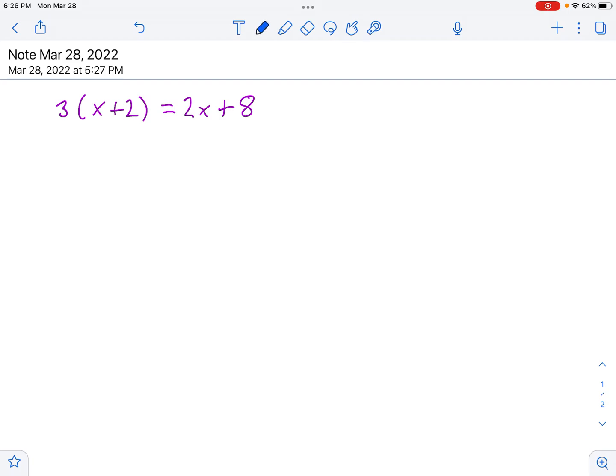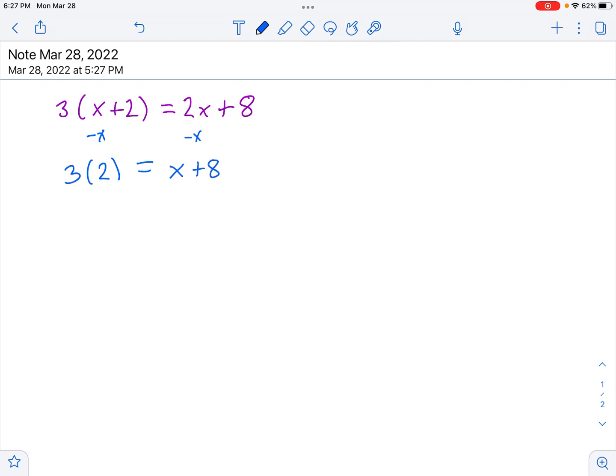A lot of people say, all right, well, I've got to get the x away from the left. There's an x over here and there's two x's over here. By the way, this is wrong, so just pay attention because it's a common mistake. So minus x, and then they say, okay, 3, well, I got rid of the x, so I guess I have 2 here, equals 2 times x minus x is just x plus 8.